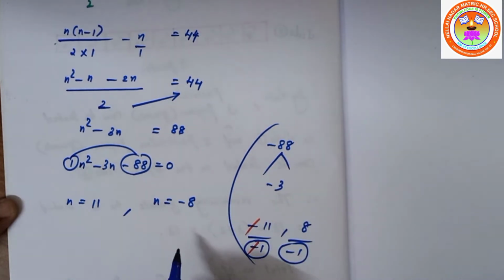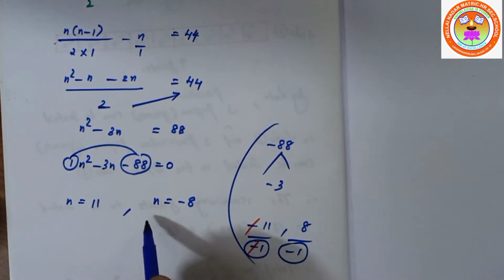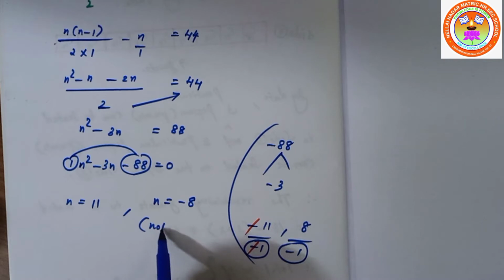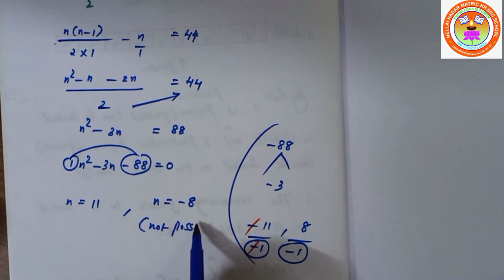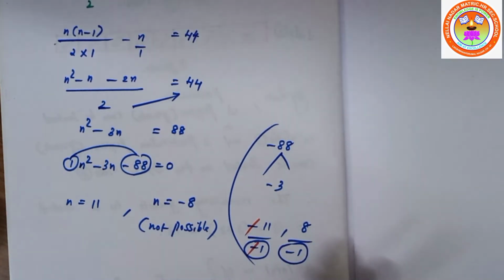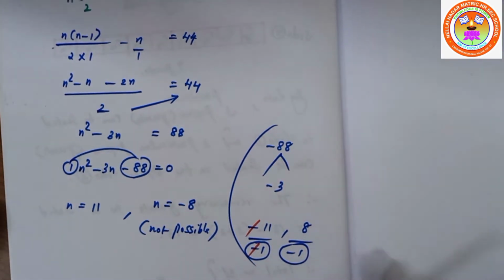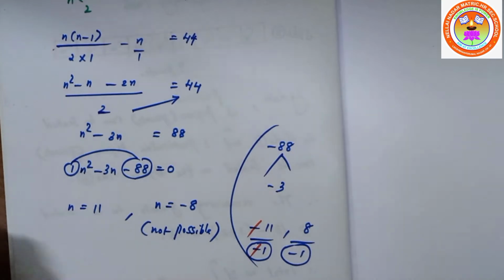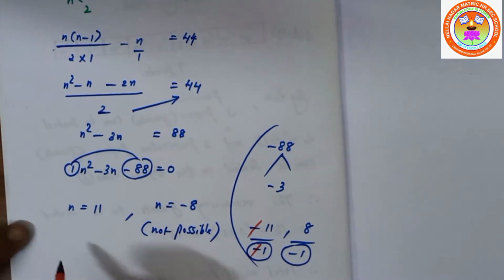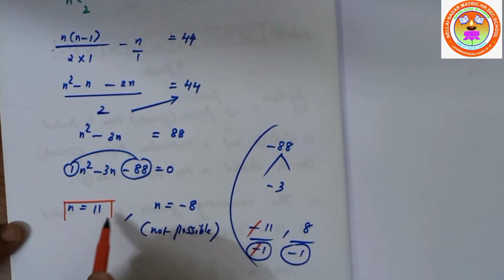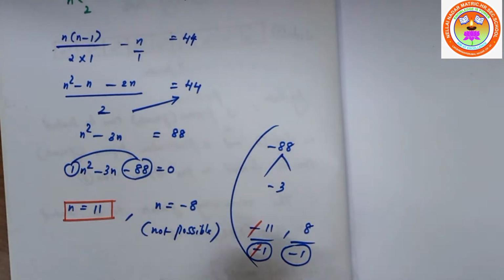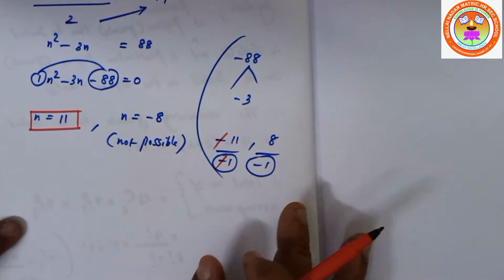Here n represents the number of sides, which cannot be negative, so not possible. At the same time, in nCr and nPr, n cannot be negative, remember. So I got the value of n, that is equal to 11. You are asked to find out the number of sides only, that is 11. You write the result at the end.